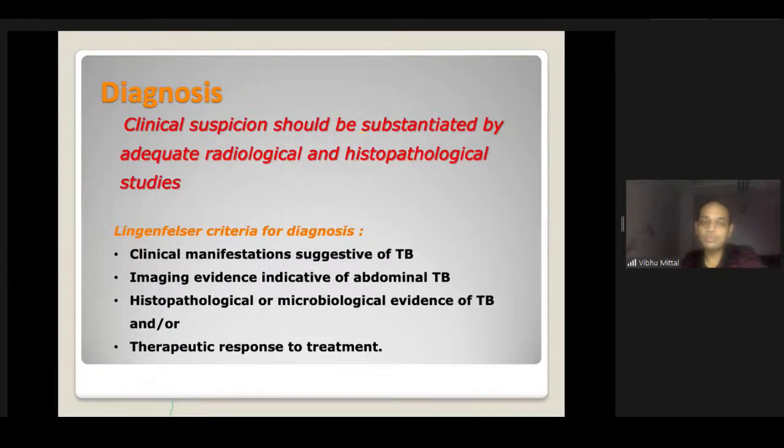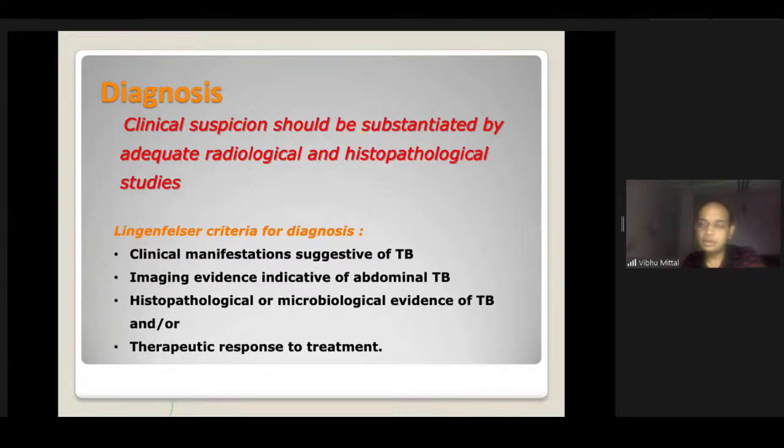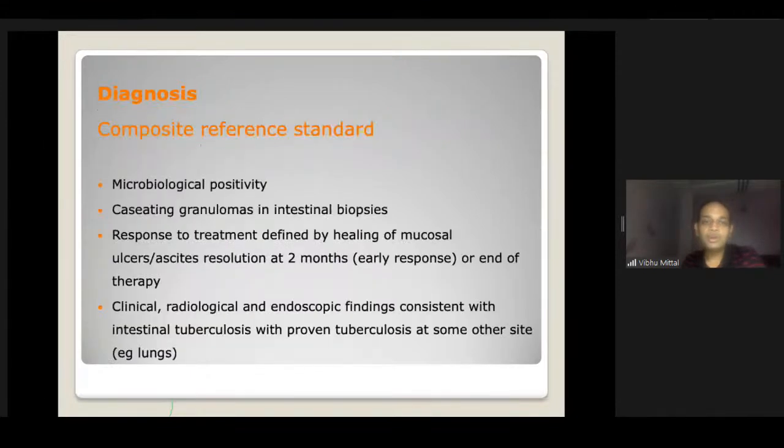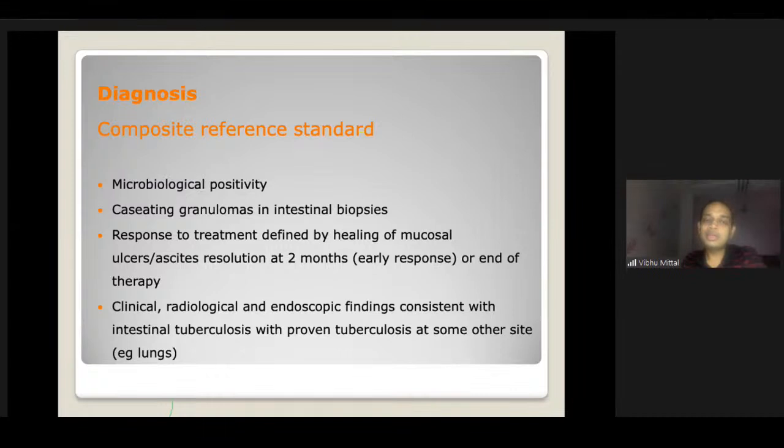Based on these, you can characterize a patient as possible abdominal tuberculosis. In most of these research papers, Langenfeld's criteria, with the refined language, it is microbiological positivity. It can be AFB positive, it can be AFB culture positive, or it can be what we commonly know as GeneXpert positive. Then next is caseating granuloma. Last is clinical, radiological, or endoscopic findings consistent with intestinal tuberculosis in an individual who had proven tuberculosis at some other sites, for example lungs or lymph nodes.